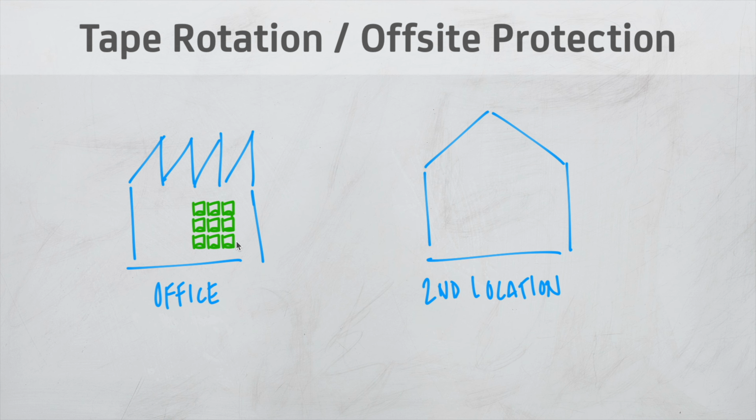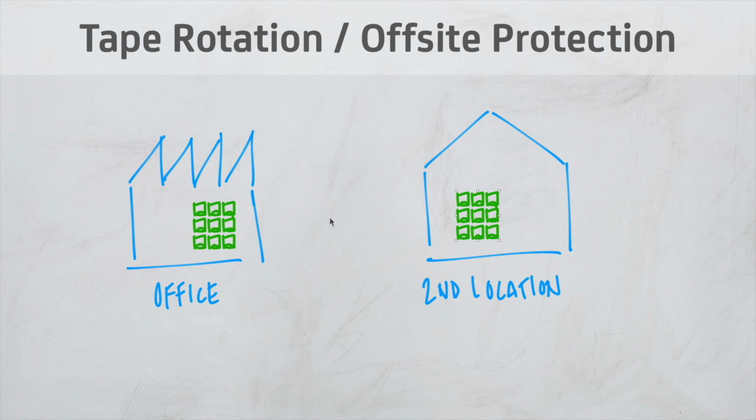Just in this graphic, what I'm wanting to illustrate is that you may have a set of tapes that you're backing up at your office, but one of the things that you can do with LTO tapes is that you can have 2 sets of tapes. So you could have one set of tapes at the office and another set at some second location, so that the data is then spread out over 2 different locations.